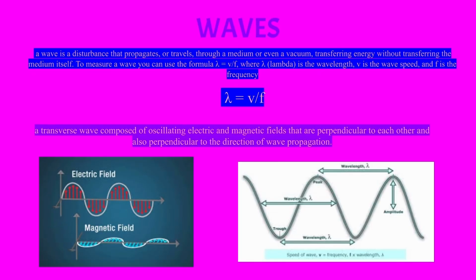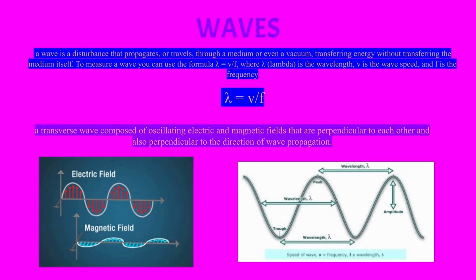Next, waves. A wave is a disturbance that propagates or travels through a medium or even a vacuum, transferring energy without transferring the medium itself. To measure a wave, you can use the formula as shown above, where lambda is the wavelength, v is the wave speed, and f is the frequency.